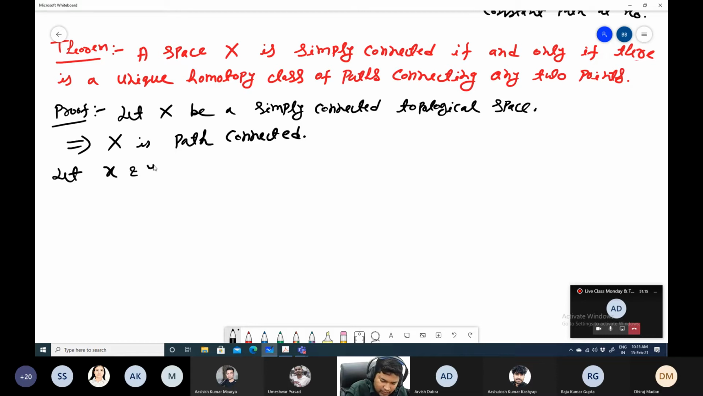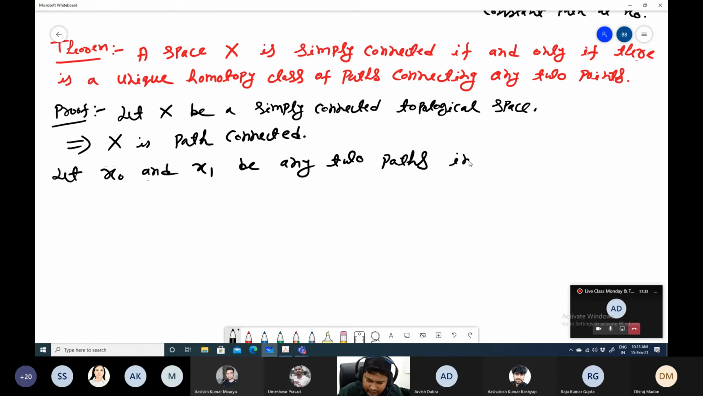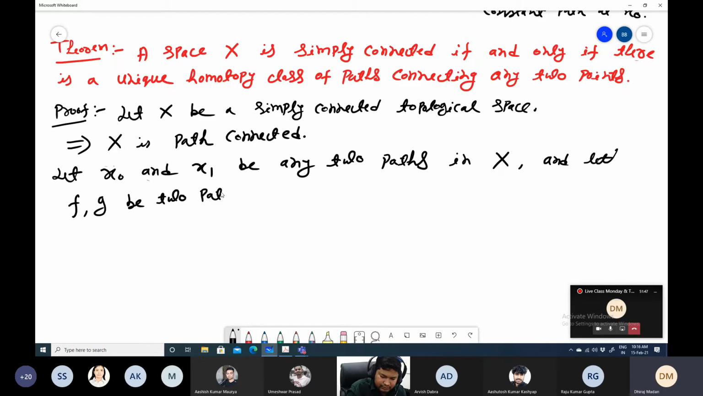So let x0, x1 be any two points in X. Okay. And let F and G be two paths. So you meant x0 and x1 are any 2 points, no?